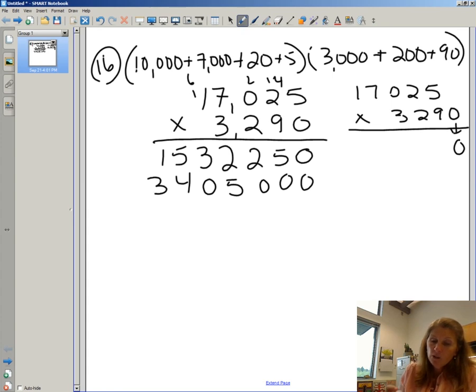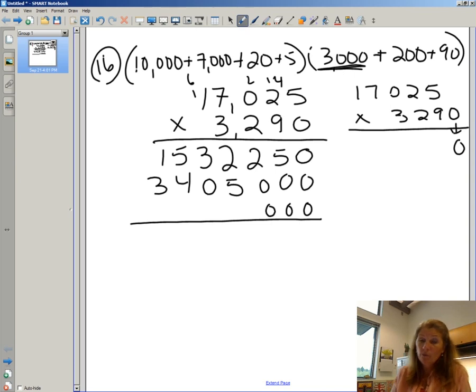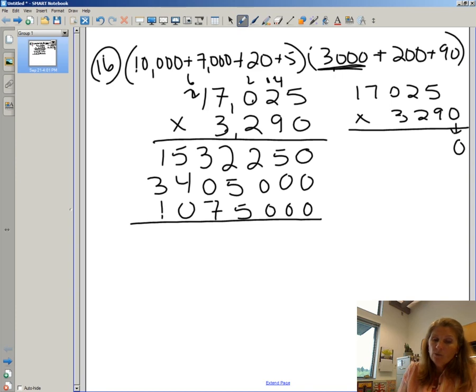Now I'm going to multiply by 3,000. So that's going to have 1, 2, 3 zeros, because 1,000 has 3. And then you can look up here and see, oh yeah, I need to have 3 zeros there because I'm multiplying by 3,000. 3 times 5 is 15. 2 times 3 is 6, plus 1 is 7. 3 times 0 is 0. 3 times 7 is 21. Carry the 2. 1 times 3 is 3, plus 2 is 5.